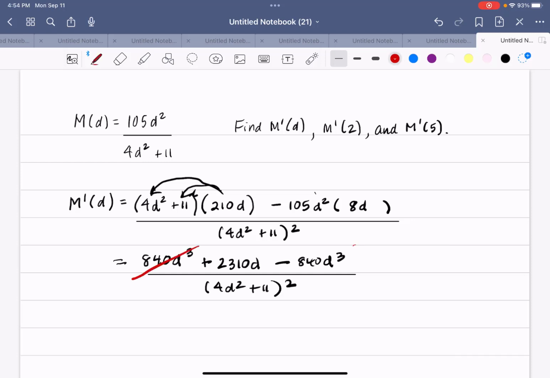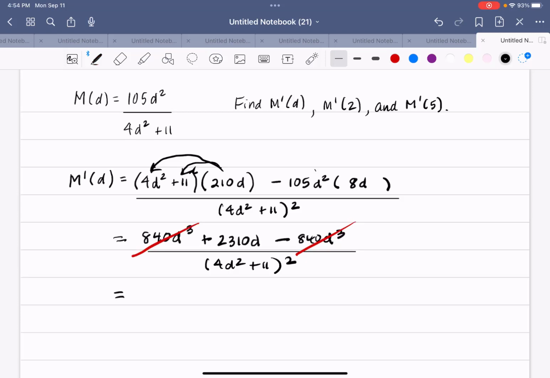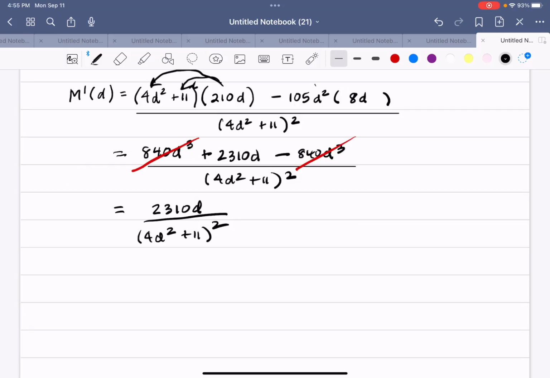Now these two are like terms and they cancel out. So the derivative is 2310D divided by 4D squared plus 11 quantity squared. So this is telling us how the number of bikes the employee can assemble is changing. Okay, and they want to know how it's changing after 2 days on the job and after 5 days on the job.